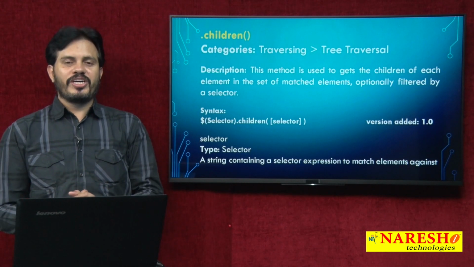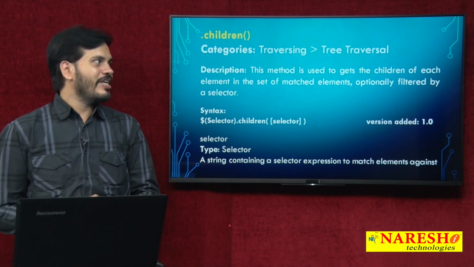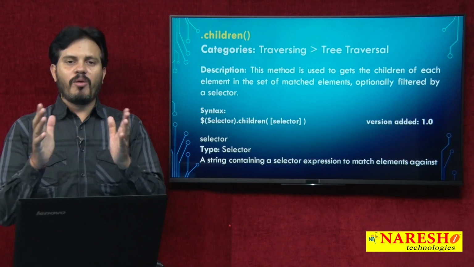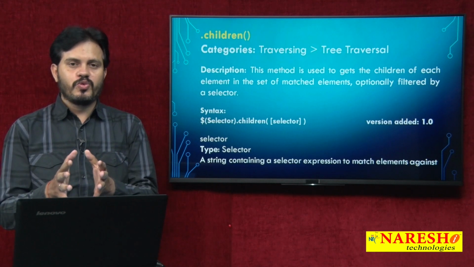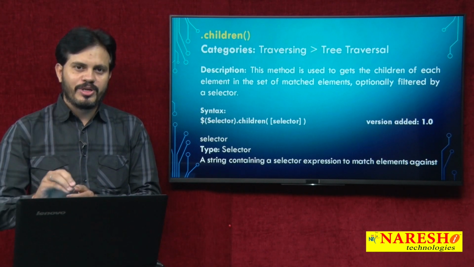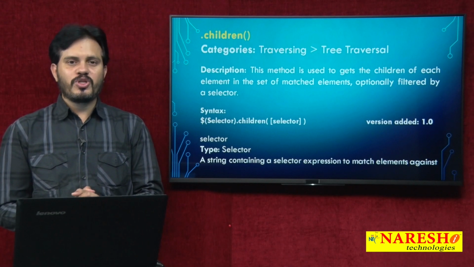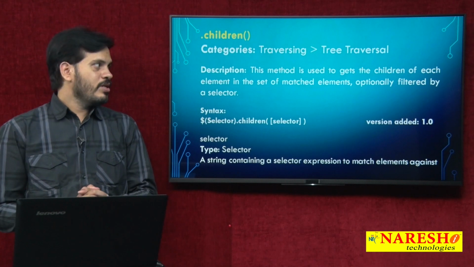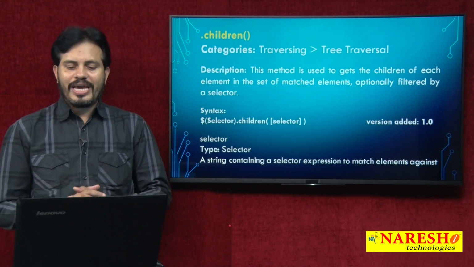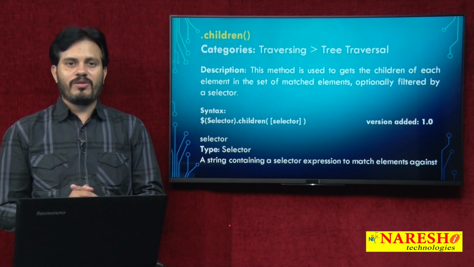Which category does this belong to? Traversing. And within traversing, which category? Tree traversal. In the DOM tree, it is going to traverse to those elements which are children elements of a set of matched elements. What is the description of this children method? This method is used to get the children of each element in the set of matched elements.